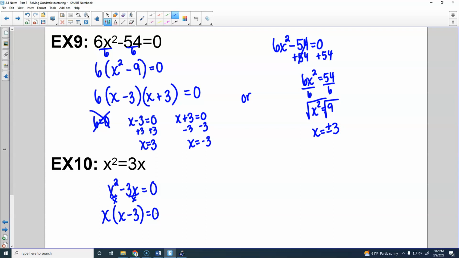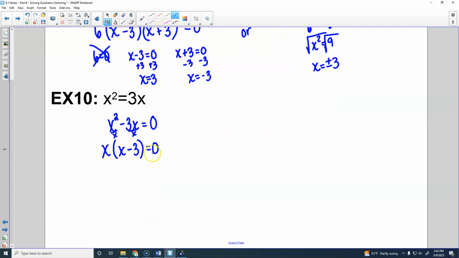Okay, so if you see that you're missing that last term, it's going to be a greatest common factor problem. Then you're just going to set each one of these equal to 0 because this is multiplied right here. Anything 0 times anything is going to be 0. So x could equal 0, or x minus 3 could equal 0, which will give us that x equals 3. So 0 is also an answer. All right, questions?